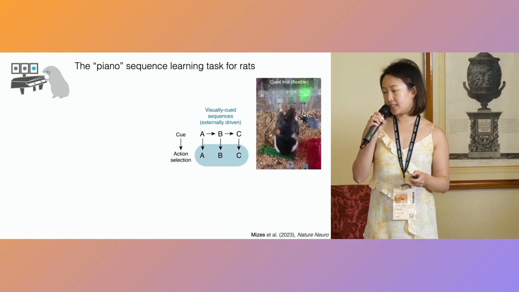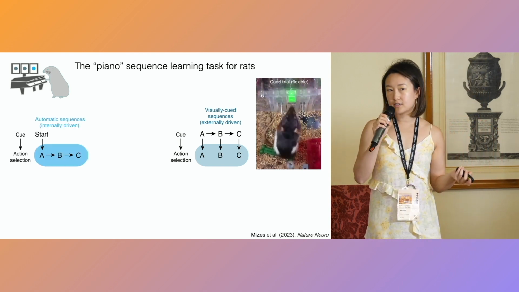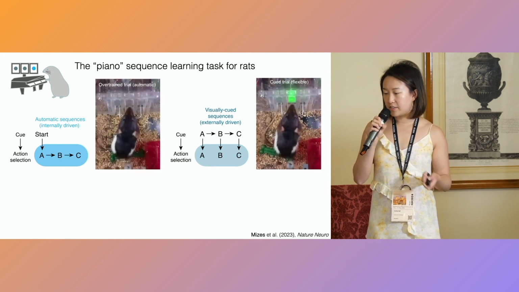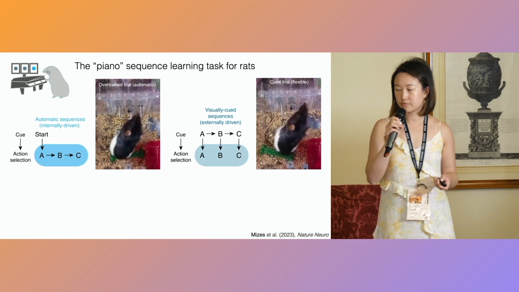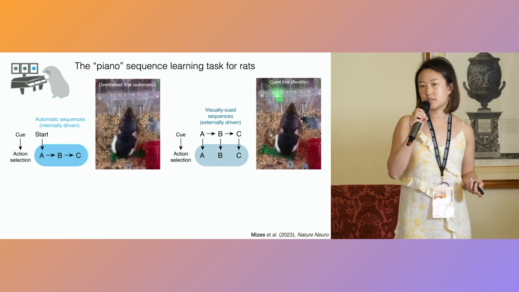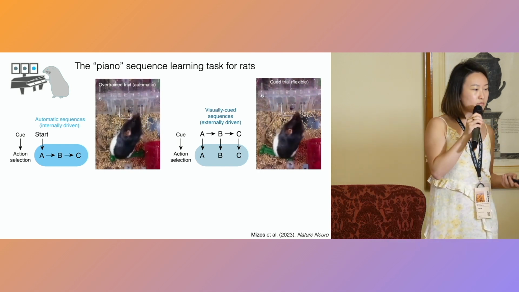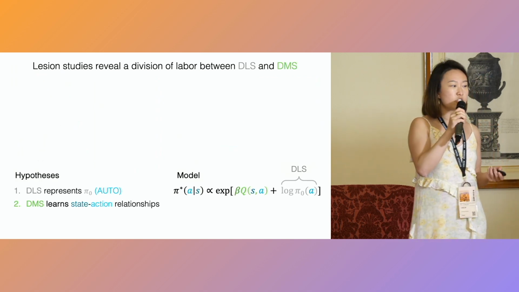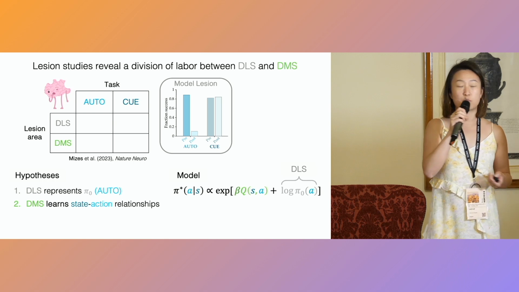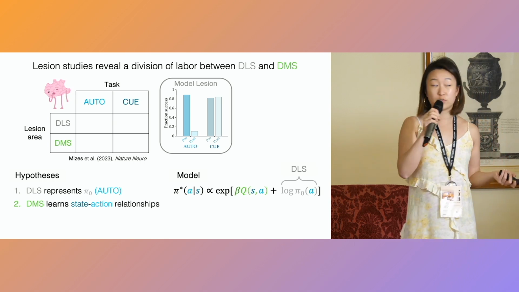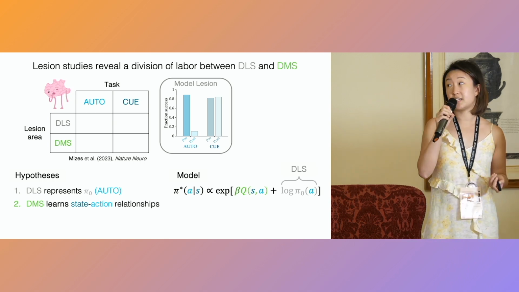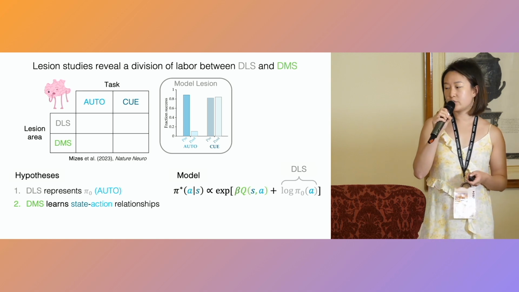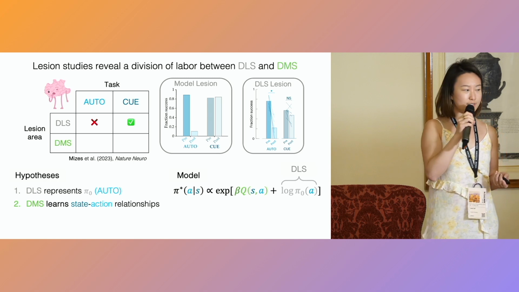The second kind of task is an automatic task. So as it sounds, the animal is trained to just produce one type of sequence over and over and over again. And they do this without cues. So you can think of the automatic task as the default behavior, if you will. So our model predicts that a DLS lesion should eliminate the animal's ability to perform the automatic task, but not the cued visual task, since we hypothesized that DLS stores or represents the default policy. And it turns out that the data from the animals matches the model's predictions.